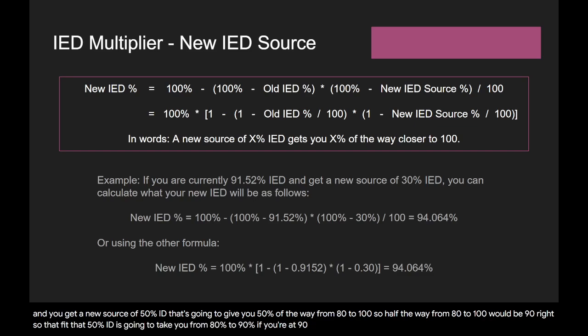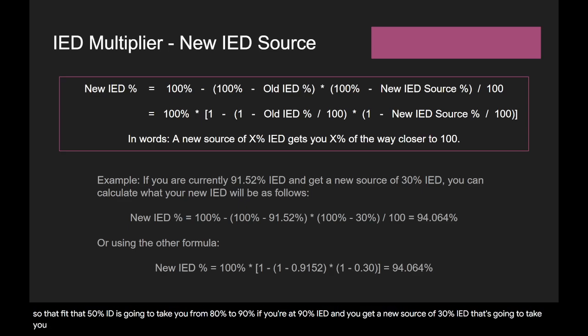If you're at 90% IED and you get a new source of 30% IED, that's going to take you 30% of the way from 90 to 100, which in that case would be plus 3 up to 93.